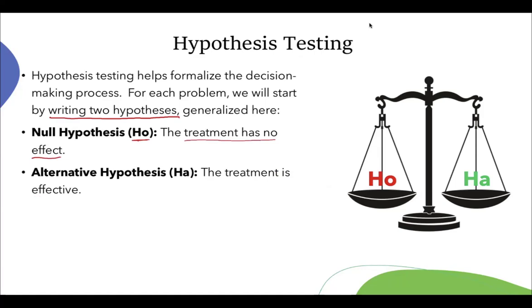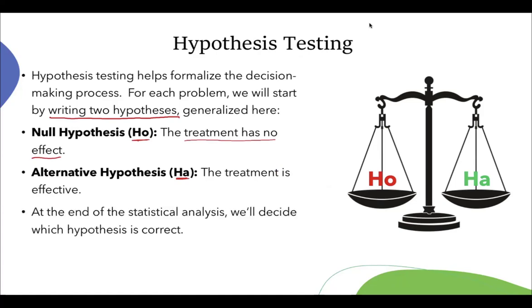Then we have the other hypothesis. It's the opposite, the alternative hypothesis, and that is symbolized by HA. And in that case, the treatment is effective. So we have these two sides of the coin, two beliefs. One, the null hypothesis, the treatment has no effect. And two, the alternative hypothesis, the treatment does have an effect. It is effective. That's where the hypothesis test process starts.